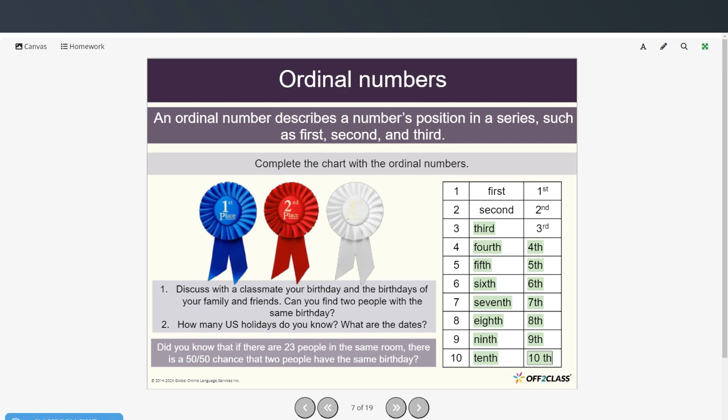All right, so now think about your birthday and the birthdays of your friends, and practice saying those birthdays aloud. And how many U.S. holidays do you know, and what are the dates? And then just an interesting fact, did you know that if there are 23 people in the same room, there's a 50-50 chance that two people will have the same birthday?